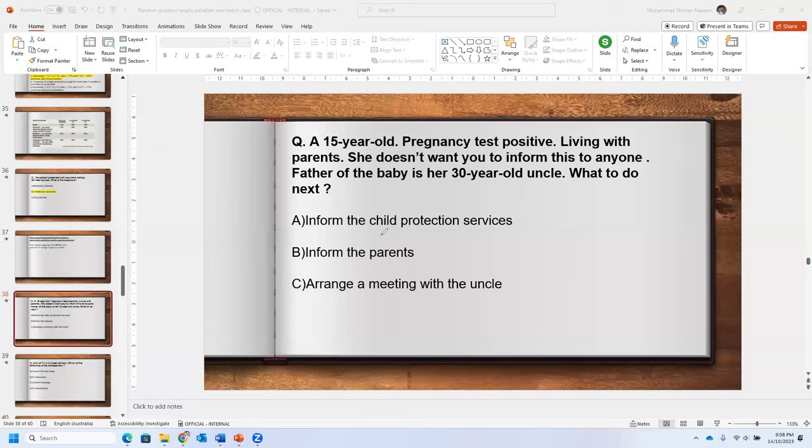All right. Next question. A 15-year-old, pregnancy test is positive, living with her parents. She doesn't want you to inform this to anyone. Father of the baby is her 30-year-old uncle. What do you do next? Inform the child protection services, inform the parents, or arrange a meeting with the uncle?